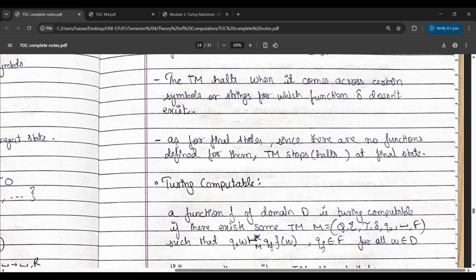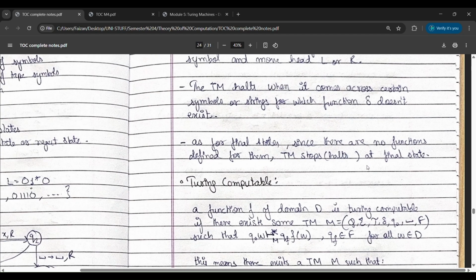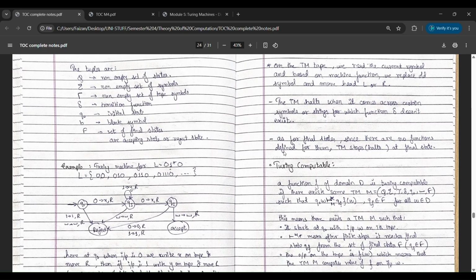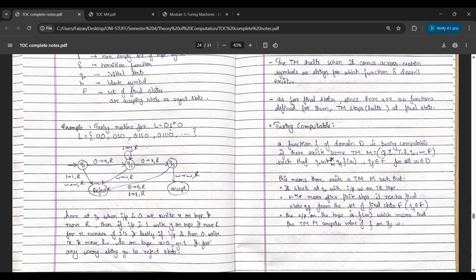And how does it stop at the accept state? We say it over here. As for the final state, since there are no functions defined for them, the TM halts at the final state. So once you reach the final state, you don't have any function or transition defined over here. Hence, your TM will halt over here.